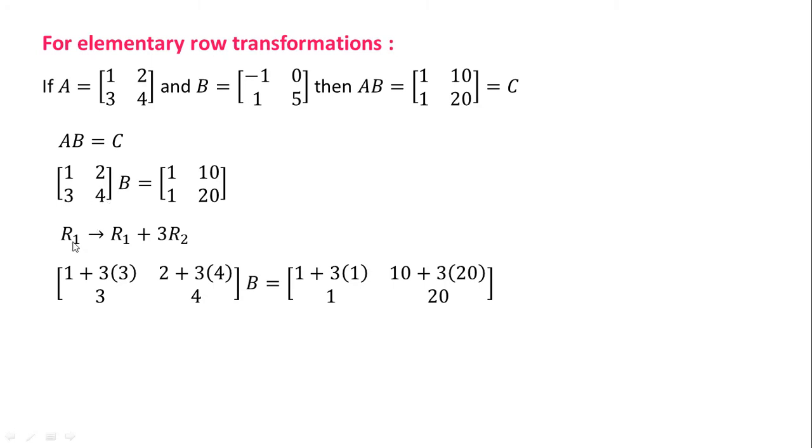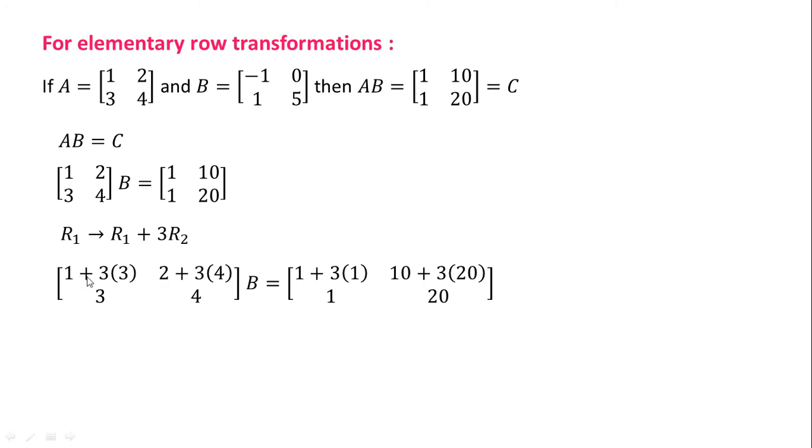And if you perform the row transformation on both sides, then only the prefactor changes. Prefactor changes means what? If you want to apply R1 changes to R1 plus 3R2, then apply it for the prefactor, which means you apply it for matrix A only. Do not apply it on B, because if you apply it for B, then this equality does not remain as it is.